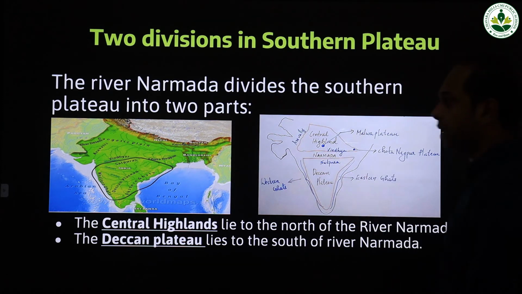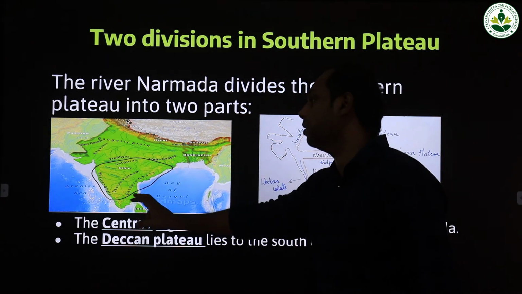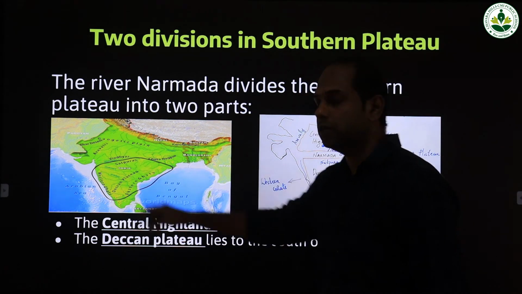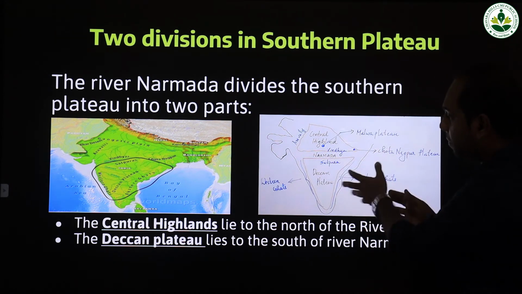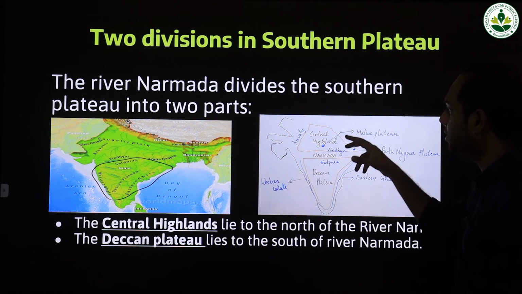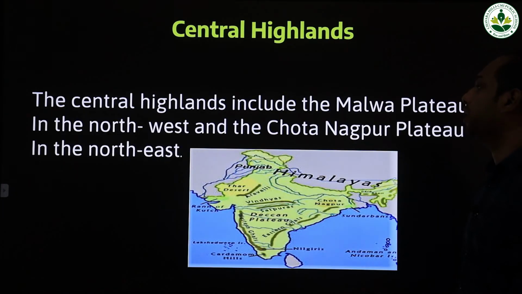In the last class we studied that the southern part of India is known as the Southern Plateau. So the river Narmada, which flows through the Southern Plateau, divides it into two parts, the Central Highlands and the Deccan Plateau. First, we will be studying the features of the Central Highlands.